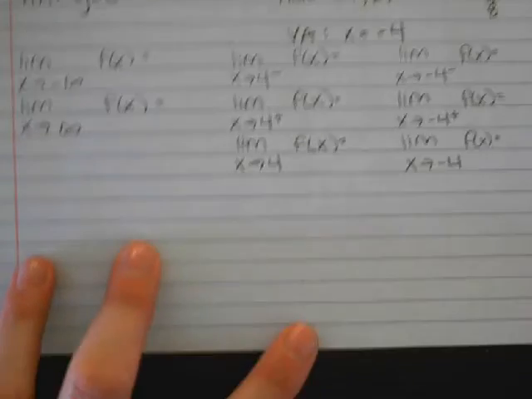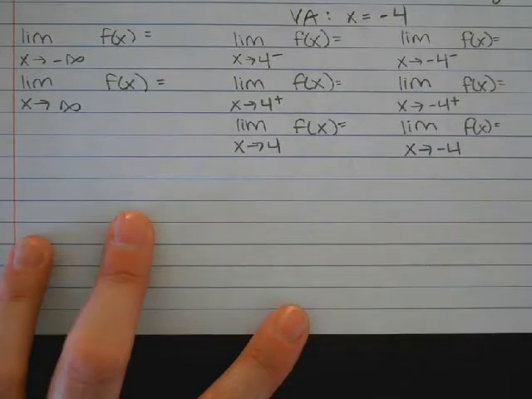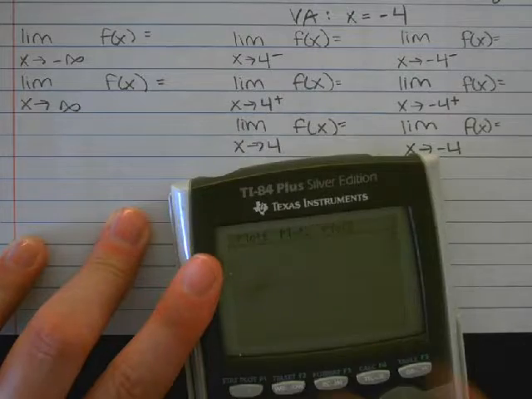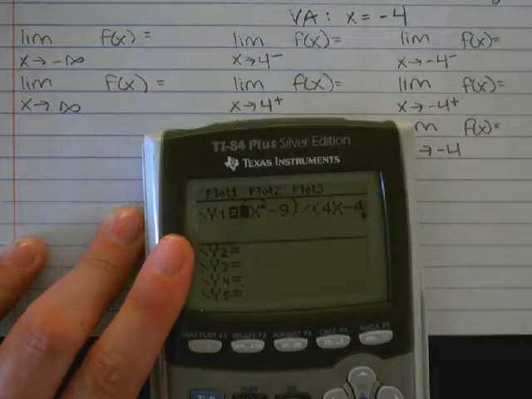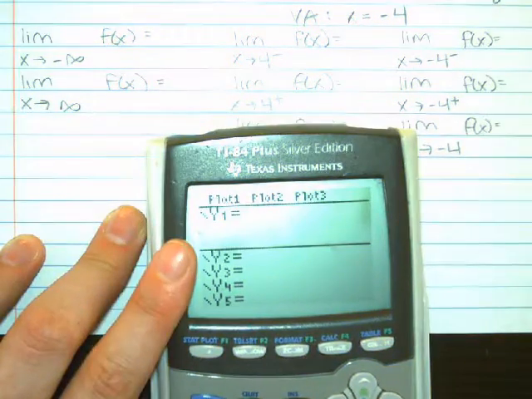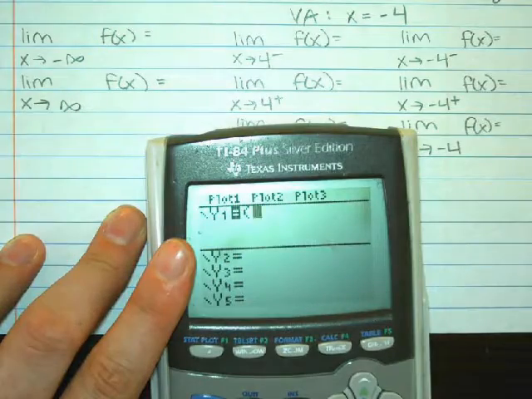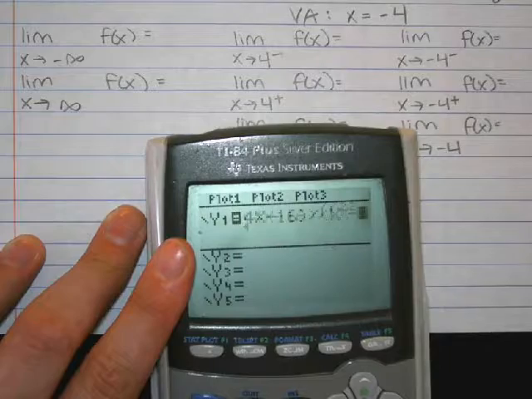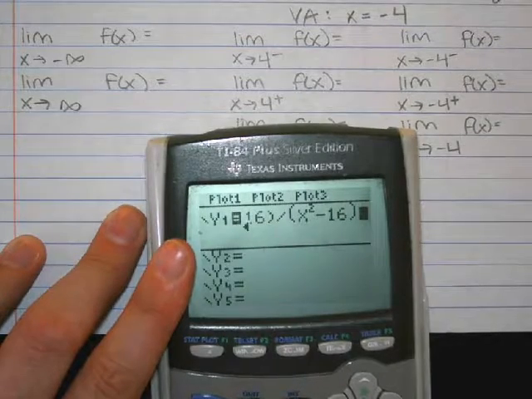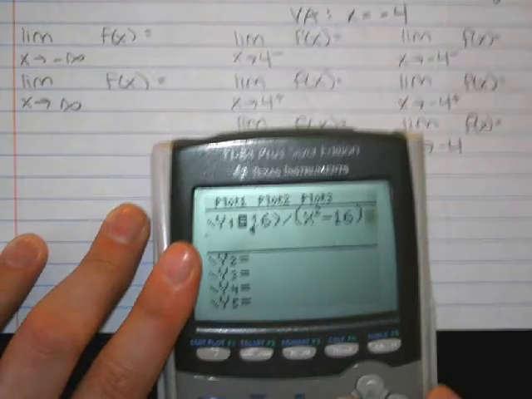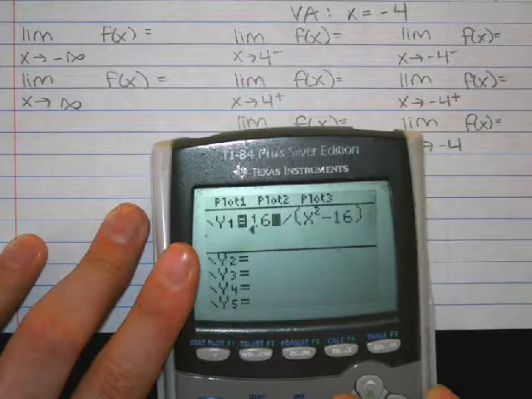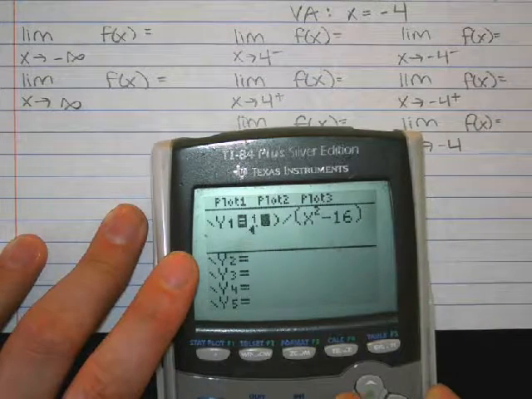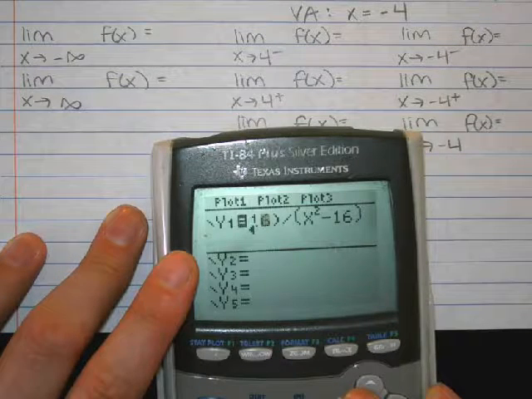So once you have all those limits written down, we're going to graph this. I need everyone typing it in. So we have 4x minus 16 over x squared minus 16. I'm making sure that I've got parentheses around the top and parentheses around the bottom.